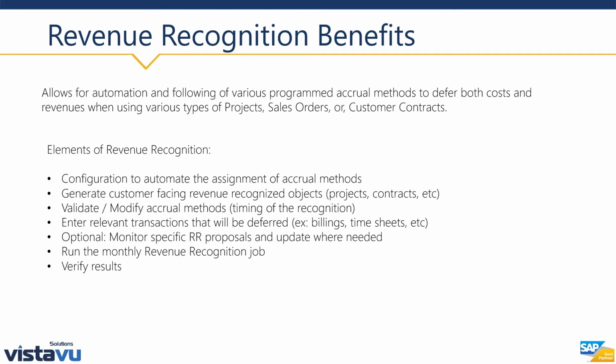You would have the option of monitoring specific revenue recognition proposals. There's a screen I'll show you where you can do that and update it, if you need to, on sort of an object by object basis. And then you would run the monthly revenue recognition job, which is going to go through and, based on everything that you've done in the previous steps, automate the process of doing all the journal entries to start accruing or reversing the accruals depending on the timing of your objects. And then lastly, you'd want to just verify the results of that revenue recognition job.